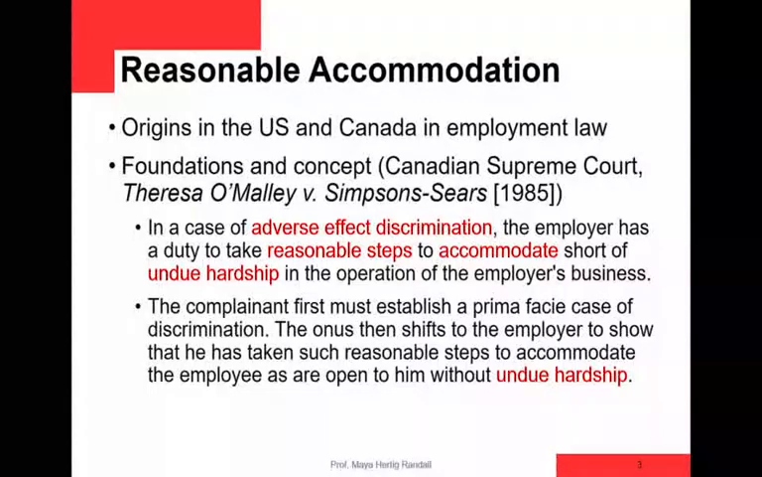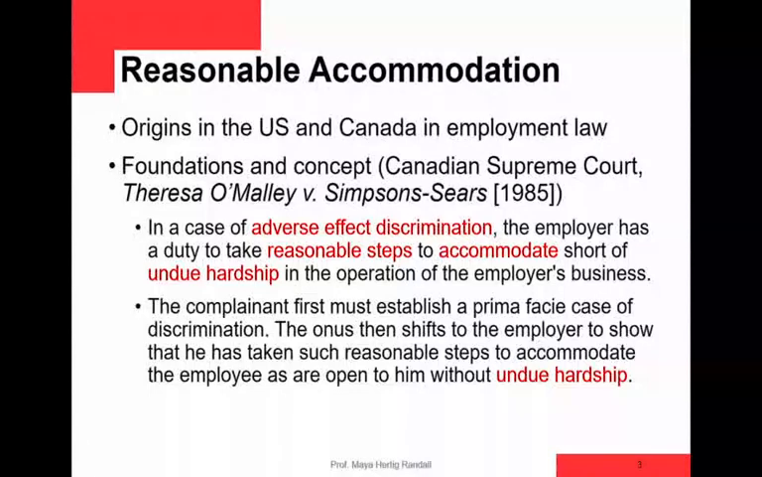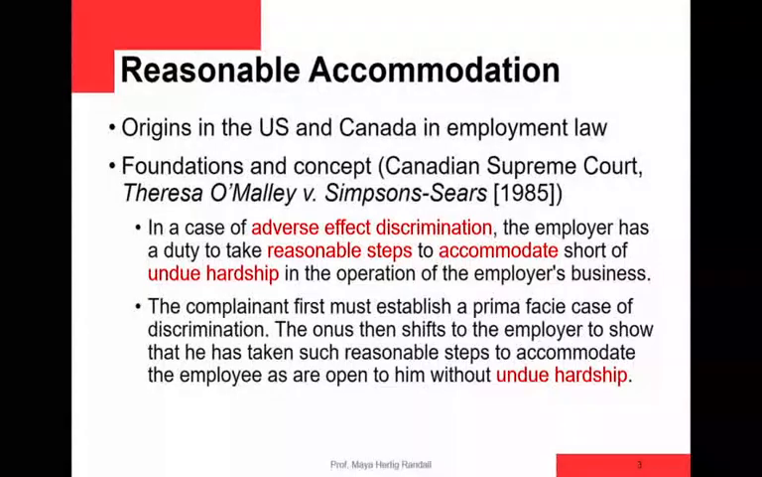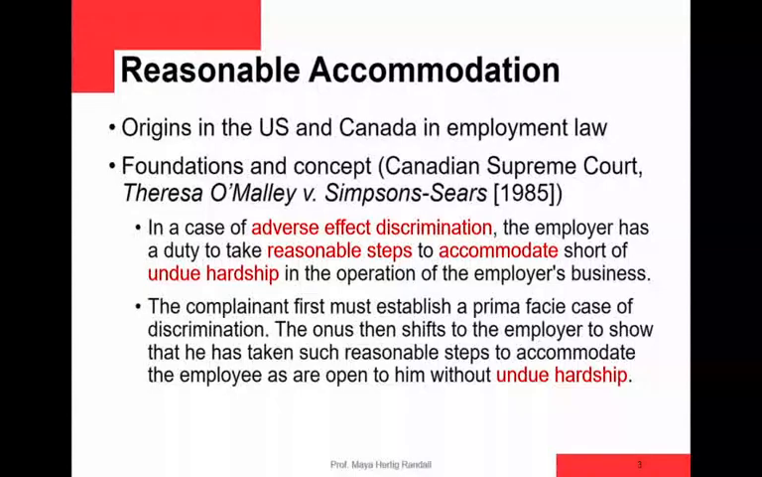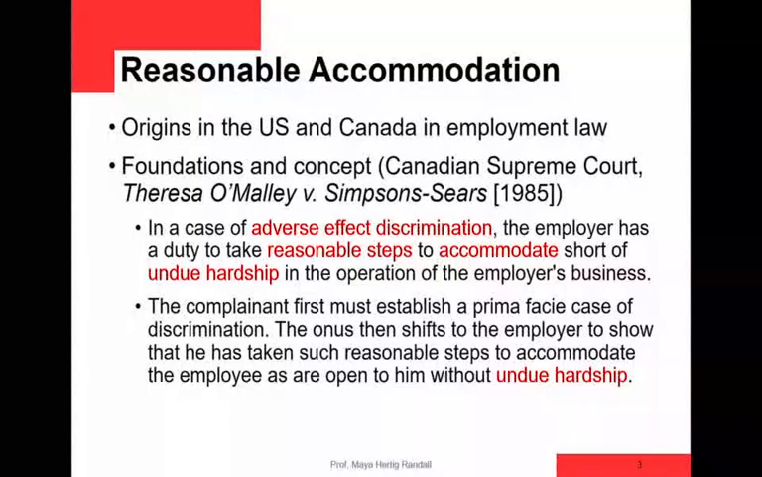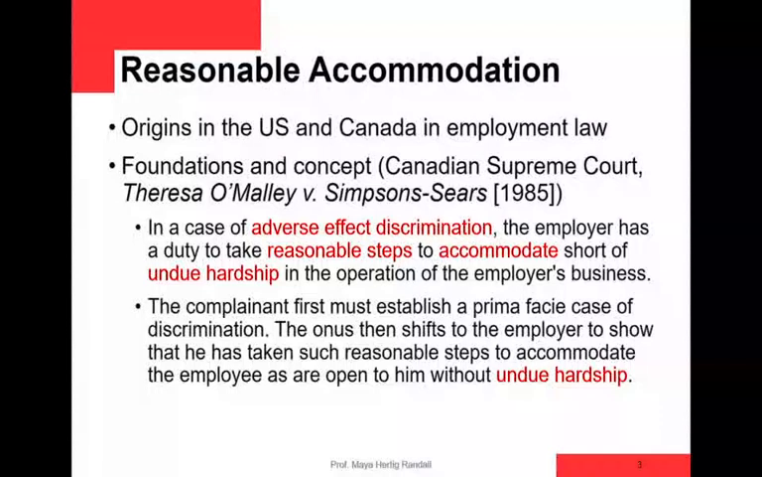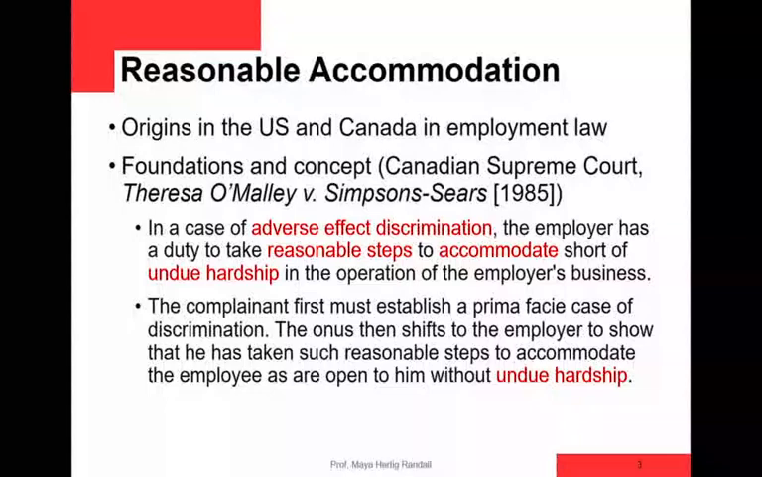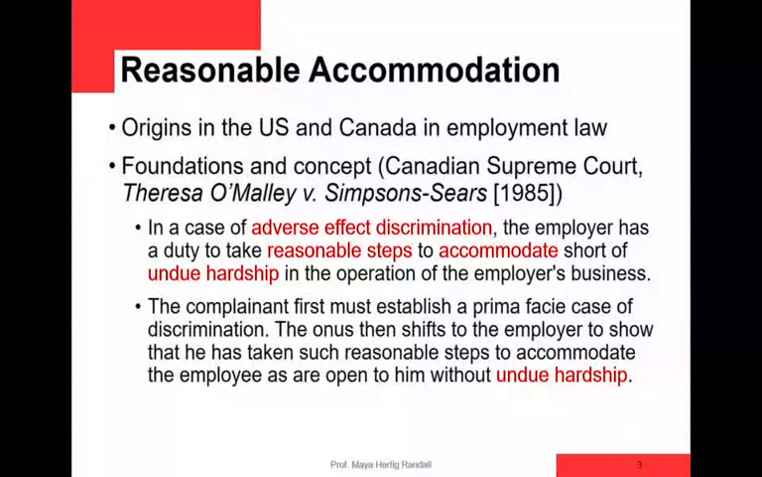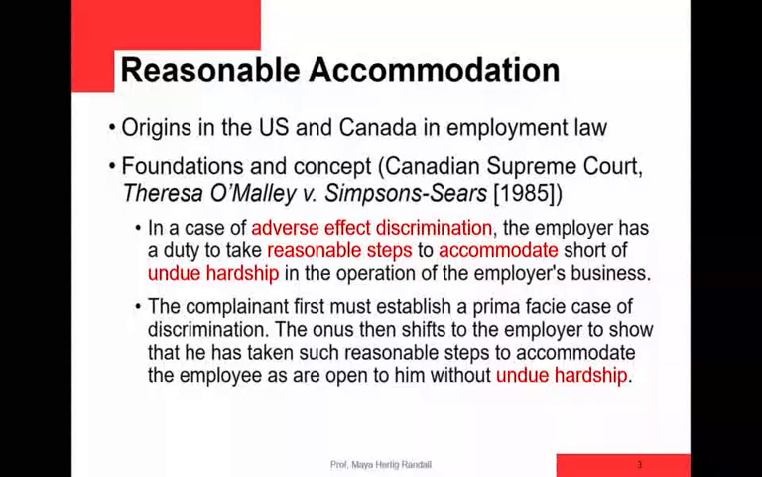So the idea of reasonable accommodation is to say if generally applicable rules have this disparate impact or adverse effect, we may have to correct it. And we have to correct it by taking reasonable steps to basically, and how do we correct it? To accommodate, to basically make room for religion.